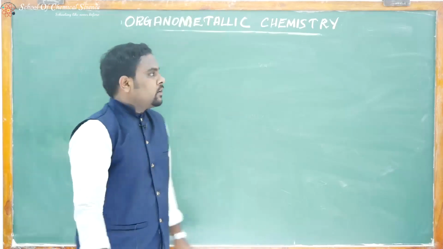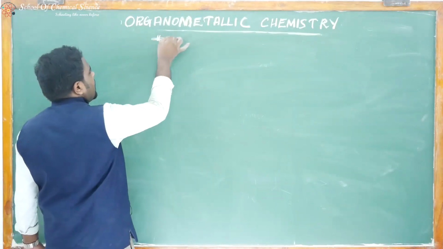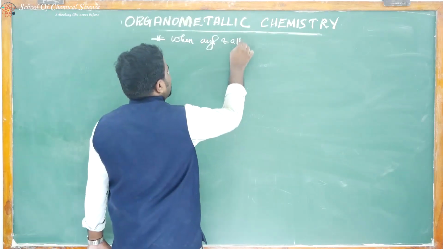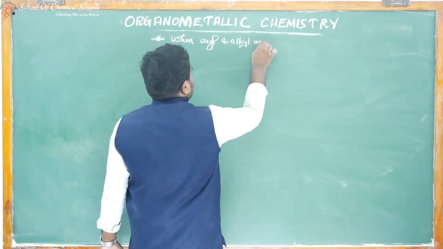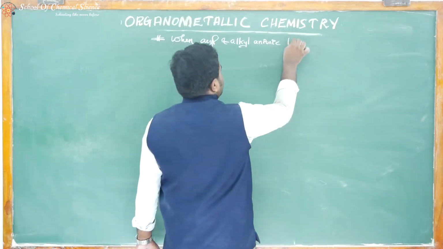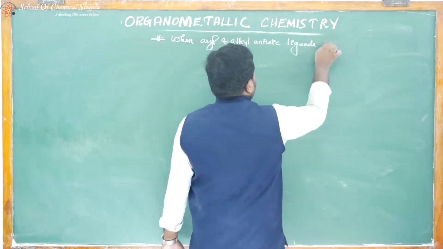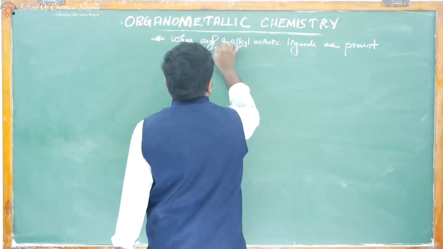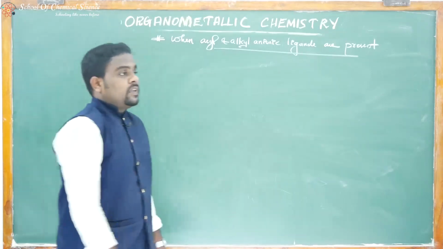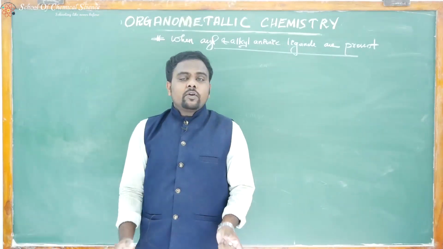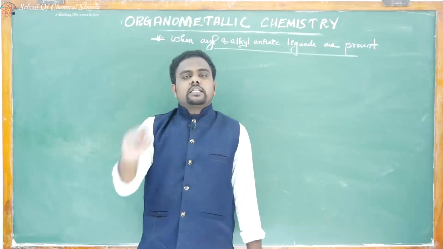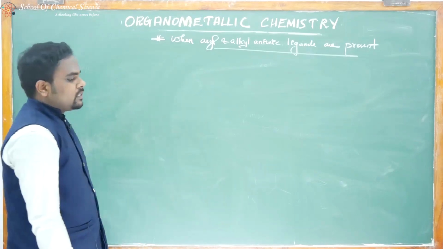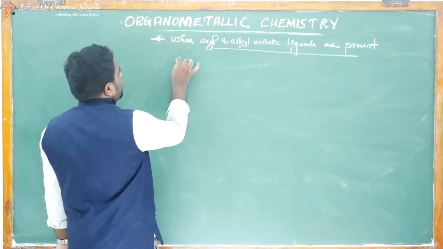So next question, when aryl and alkyl anionic ligands are present. Later we discussed when more than one anionic ligand is present, C-H, H-H, C-C, C-X, that's the order. When aryl and alkyl anionic ligands are present, for example, write a question.